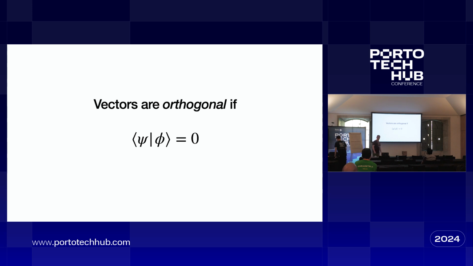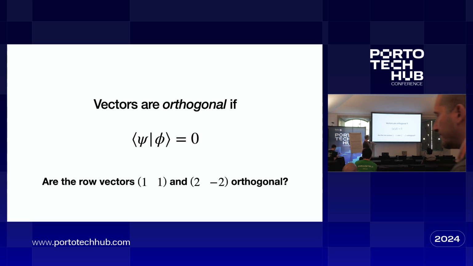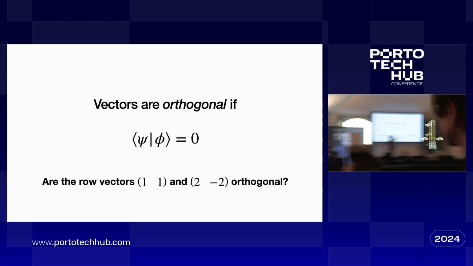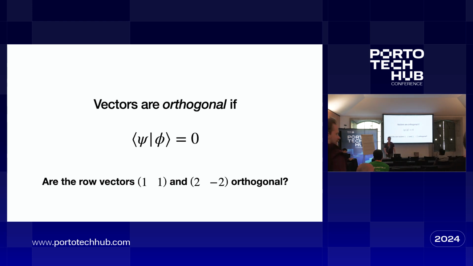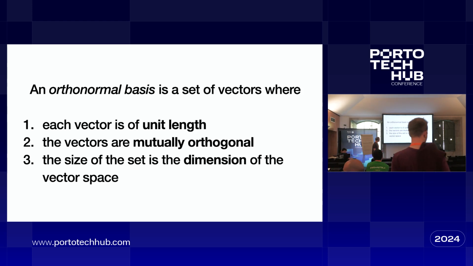Two vectors are orthogonal, perpendicular, if their inner product is 0, okay? So, are these two vectors orthogonal? I heard yes. Yes, because 1 times 2 plus 1 times negative 2 is 0. So an incredibly fundamental concept in vector spaces, okay, which is in everything, okay?